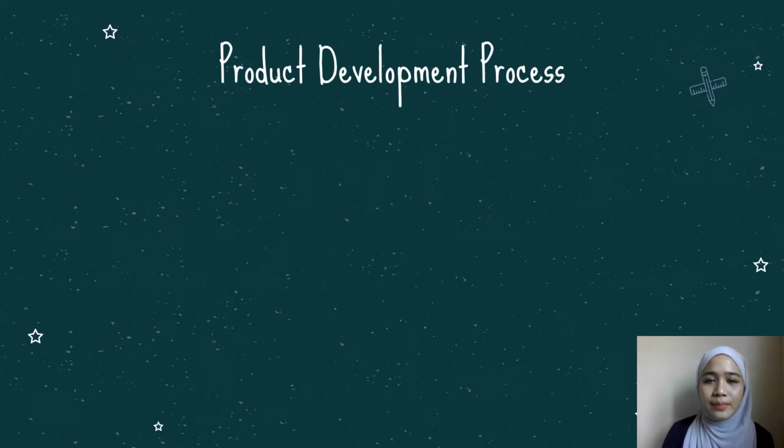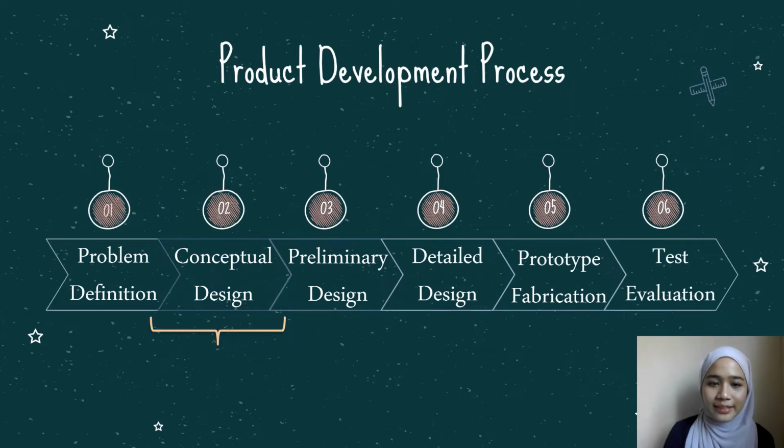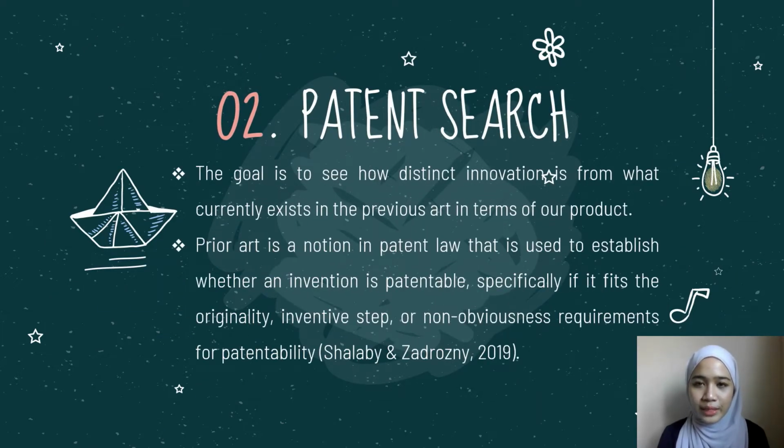Normally, we utilize this benchmarking at the conceptual design phase so that we are still able to improve the design. Next is pattern search. It is used to differentiate the invention made of the current existing product and the invention made to our product, but still both of them remain original.